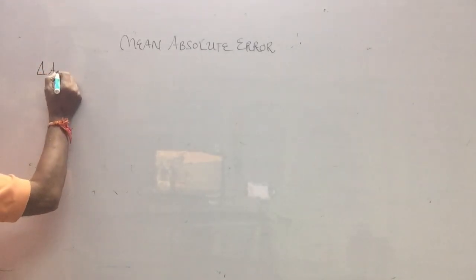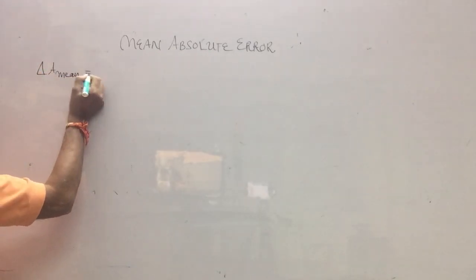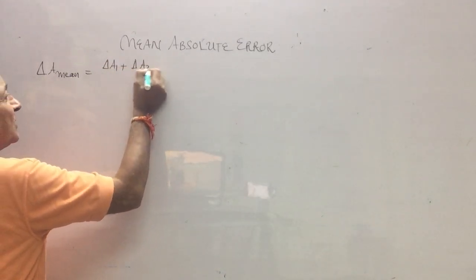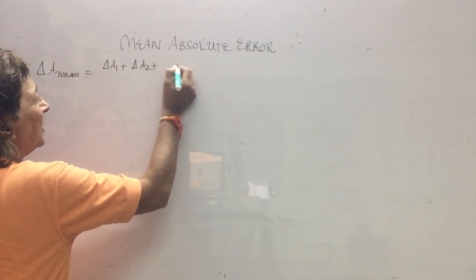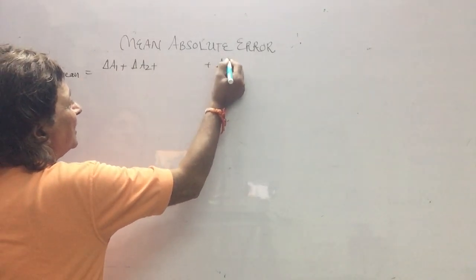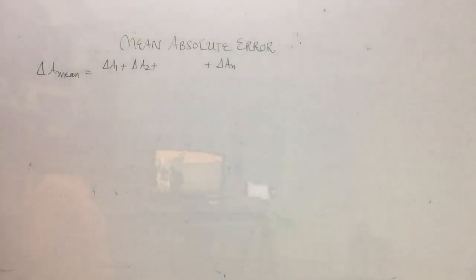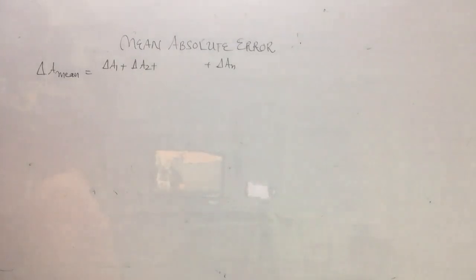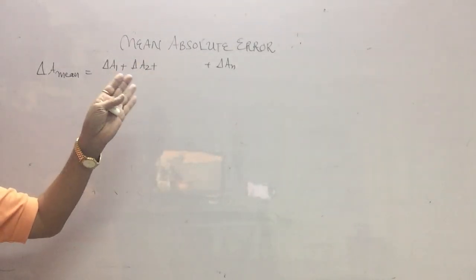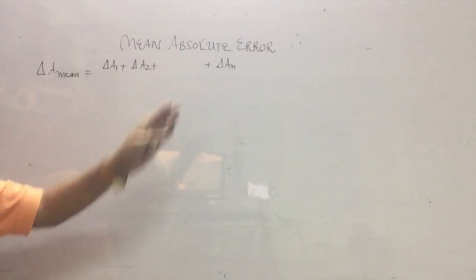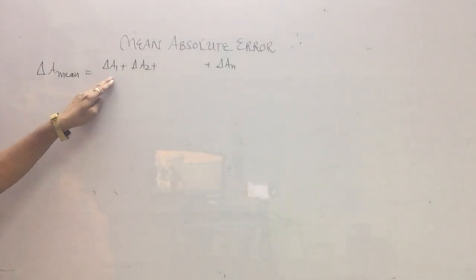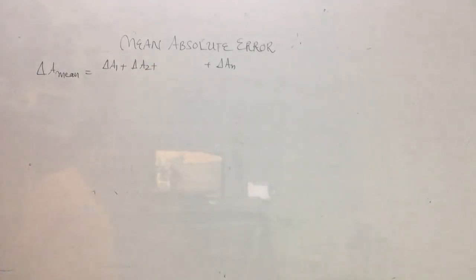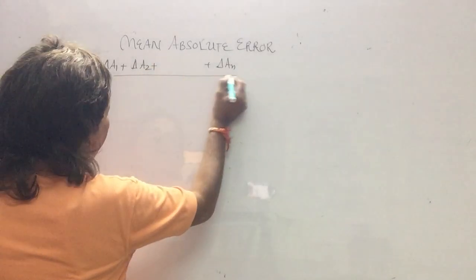Yes, delta A mean is equal to delta A1 plus delta A2 and so on to delta AN. If this question comes in the exam, then delta A3, delta A4, delta A5, for the full 3 hours you can go up to delta A1080, right? Otherwise delta A1 plus delta A2 and so on to delta AN divided by N.